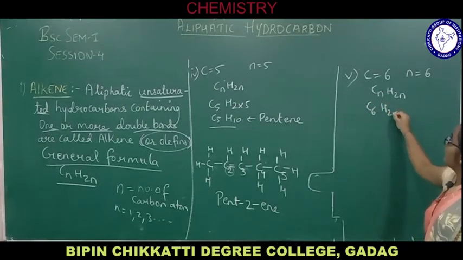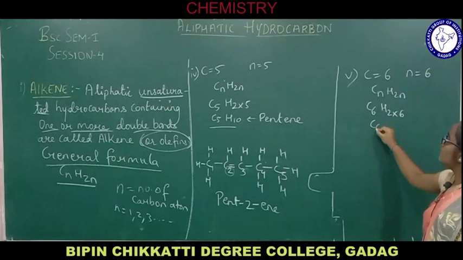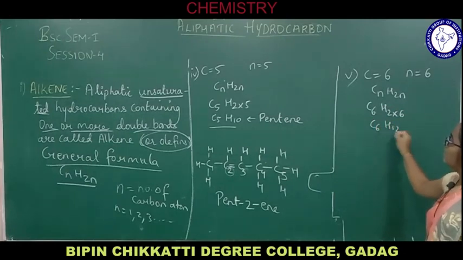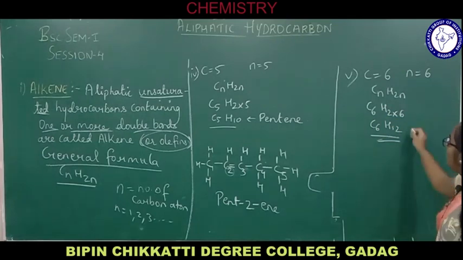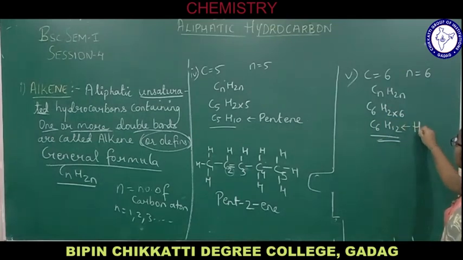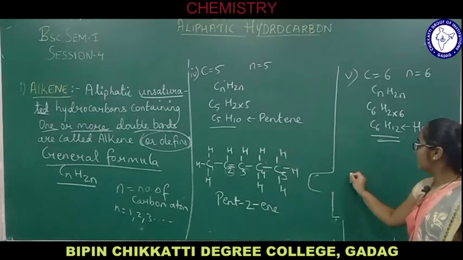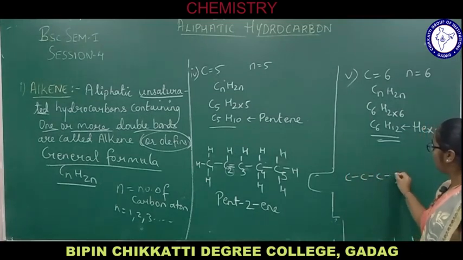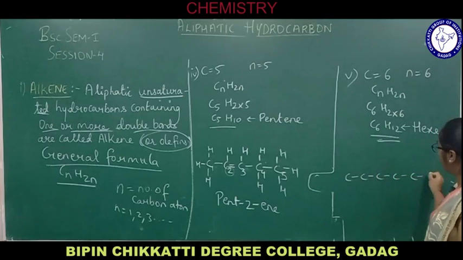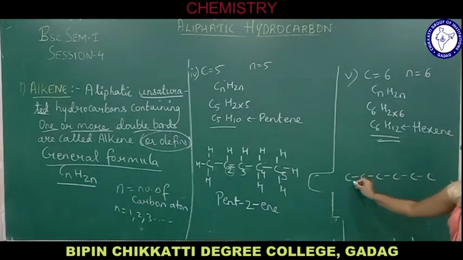Then this 2 into 6 becomes C6H12. So this is the molecular formula for the next member of the alkene family, and the name for this is hexene, right? Now 6 carbon is there. Let's draw these 6 carbon, 1, 2, 3, 4, 5, 6. 6 carbon is there.